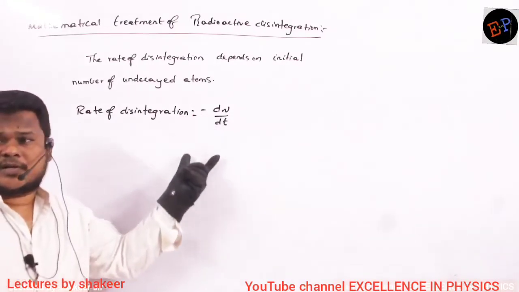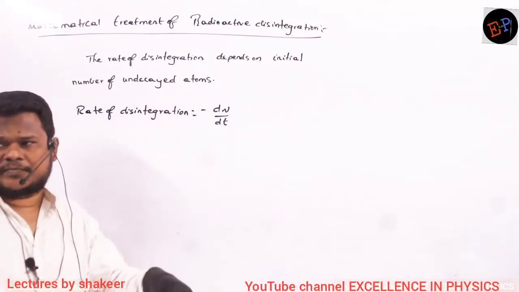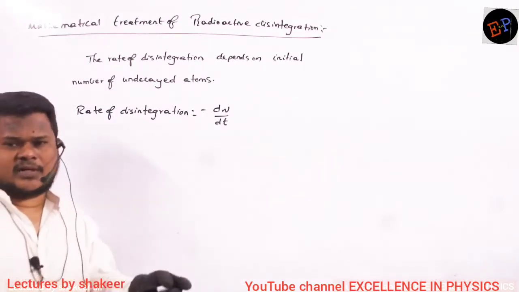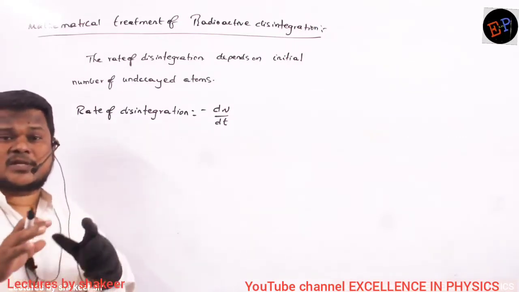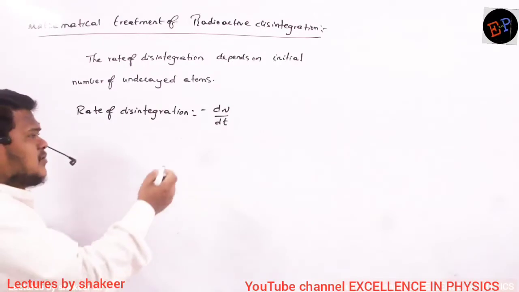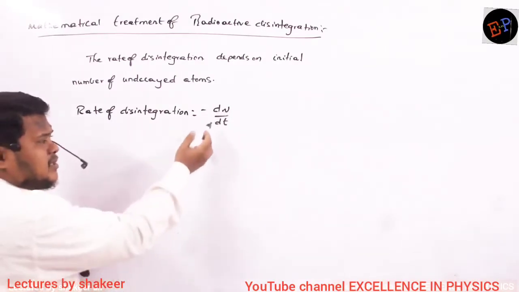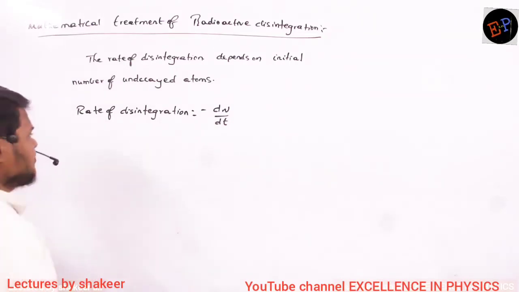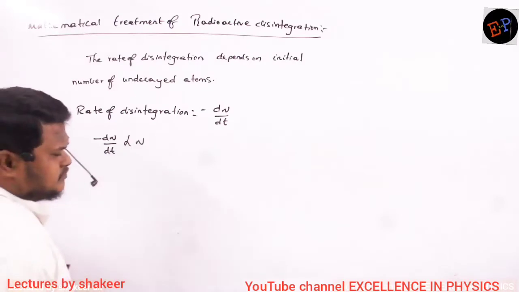Minus means the number of atoms is decreasing. The number of undecayed atoms is reducing, because when they start emitting alpha, beta and gamma, more atoms are disintegrating. It means the number of atoms left for disintegration is reducing continuously. What is meant by dN? Change in the number of atoms which are decaying. dt means change in time. So the rate of disintegration, minus dN by dt, depends on what? It depends on N.